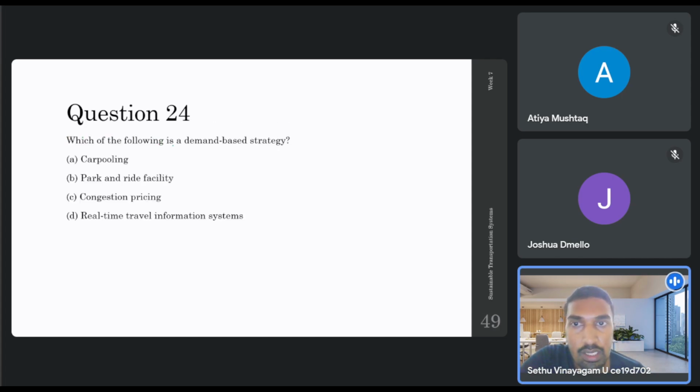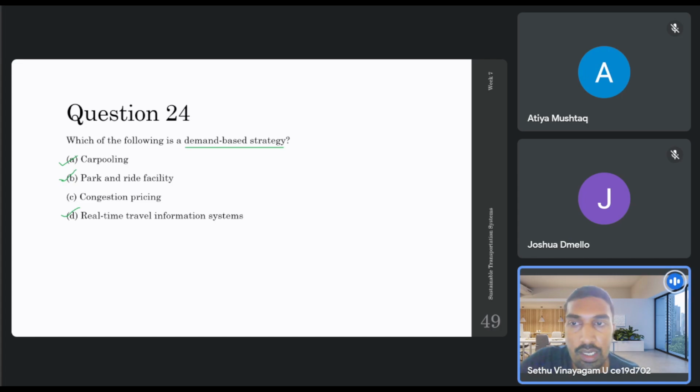Okay, so here we are talking about which is a demand-based strategy. So which means, which of these can be implemented or adjusted, looking at the demand, right? So if there is a higher level of traffic, you can do something. If there is a lower level of traffic, you can do something else, right? So which of these strategies provide that flexibility? If you look at these different options A, B, and C, you'll observe that there is not much flexibility in adjusting this once these are implemented. So there is not much that we can do based on the demand.